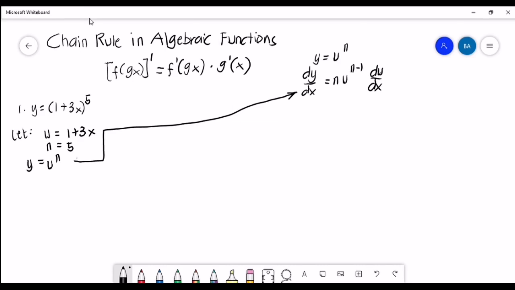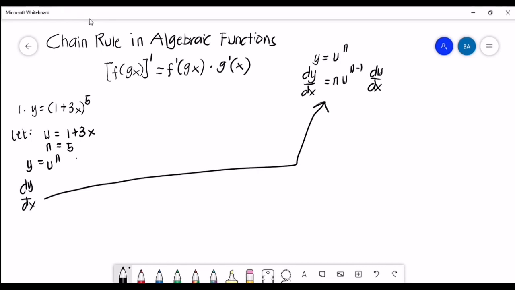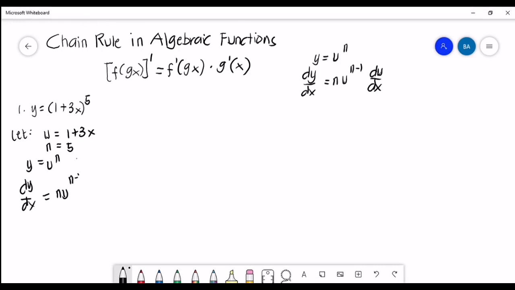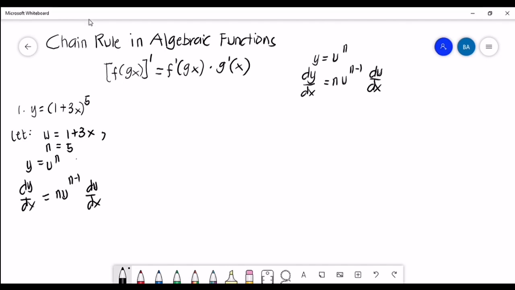So at that point, what we need is to find dy dx as stated in here. So we need n, u raised to n minus 1, and the derivative of u with respect to x. So it means we need to find the n, we need to find the u, and we need to find du dx. As you observe here, we let u as 1 plus 3x. So it means we are going to find the du dx of these terms.